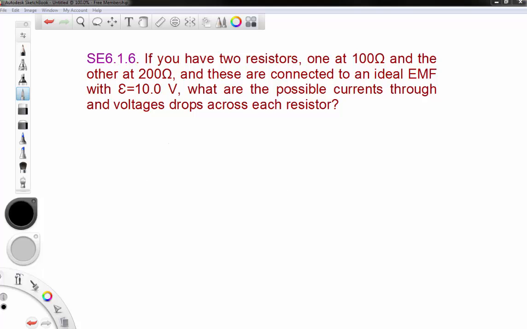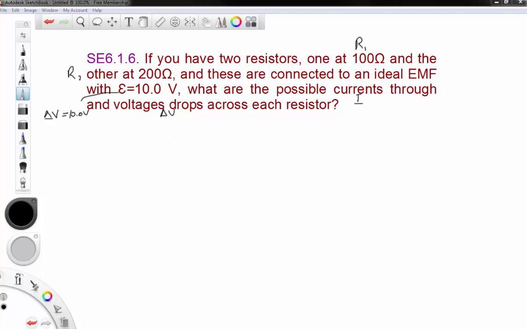All right, for our third of these examples, you have two resistors. One has 100 ohms, the other has 200 ohms. It's an ideal EMF. E equals 10.0 volts. It's ideal, so that also means that delta V for the battery is 10.0 volts. And the question is, what are the possible currents, I, and voltage drops, delta V, across each resistor?